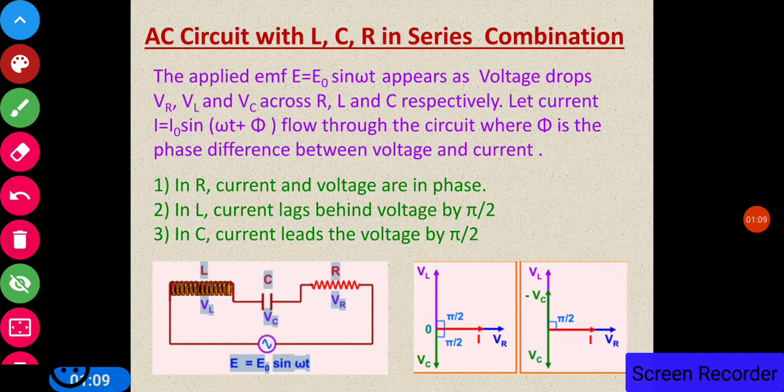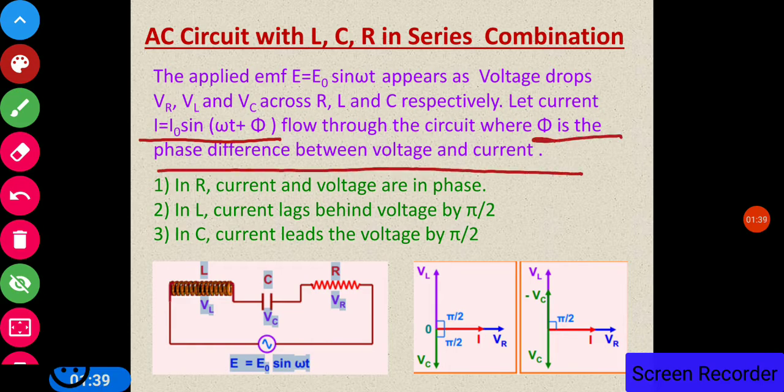When these three are connected in series, the applied voltage E is equal to E naught sine omega t appears as voltage drops VR, VL and VC across R, L and C respectively. Because of this alternating voltage, some current will also flow. Let the current I is equal to I naught sine omega t plus phi flow through the circuit, where phi is the phase difference between the voltage and the current.